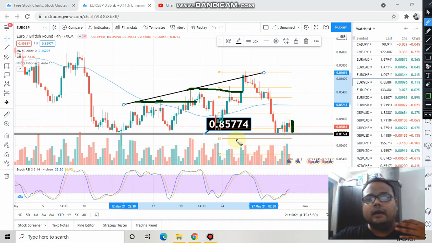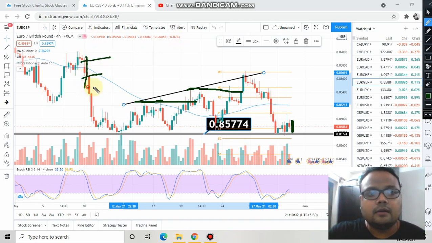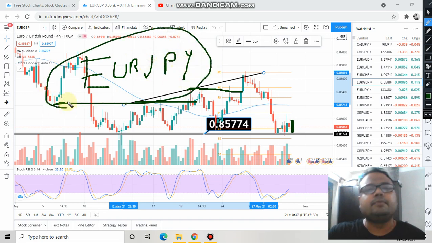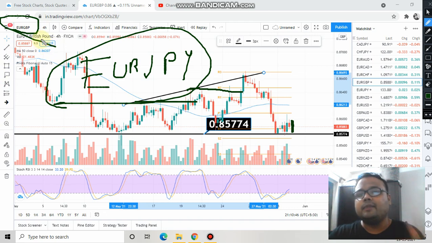Personally, I'll just avoid this kind of market, because there are multiple currency pairs available where there is a good amount of opportunity. For example, just look at Euro JPY. Beautiful uptrend. Instead of going for a chart like Euro JPY, why should I invest or trade on a chart like Euro GBP, where things are very complicated, where the market is standing at the support but due to selling pressure is unable to go up? Why should I trade on a chart like this?